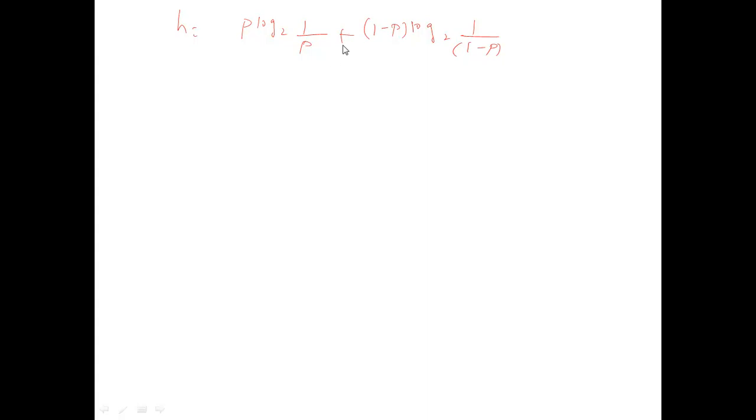Already we know for every element in the row it is the same. Similarly for the column, we are expanding the column: p log base 2 of 1 divided by p plus 1 minus p log base 2 of 1 divided by 1 minus p. So we can just write this as h equal to minus sign, I will take the minus sign outside: p log base 2 of p plus 1 minus p log base 2 of 1 minus p. We are taking this denominator here, right? So we can make it a negative sign. So this is h.